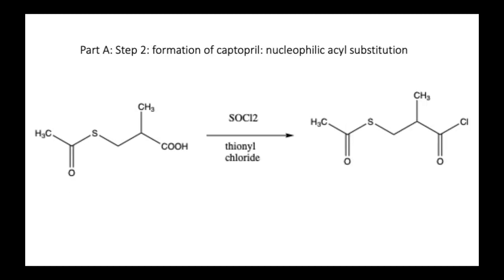Next, the last reaction that we will be talking about today is the formation of captopril, and this is step 2 in that reaction. This is a nucleophilic acyl substitution in which the carboxylic acid is converted into an acid chloride, and the OH on the carboxylic acid is substituted by chlorine. Carboxylic acids can be converted to acid chlorides by reacting with thionyl chloride. Thionyl chloride is the reagent that is being used in this reaction.